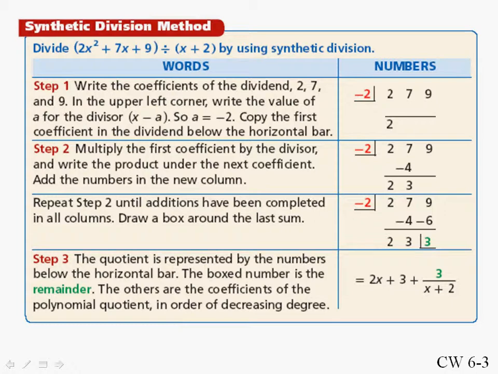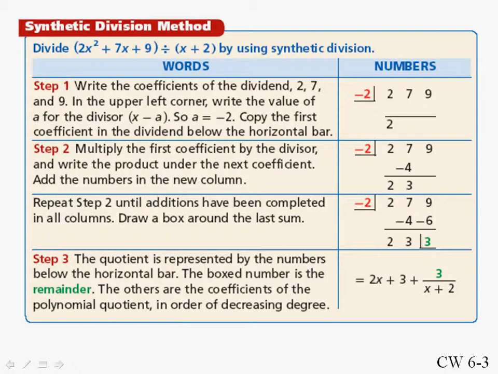Step 2, multiply the first coefficient by the divisor and write the product under the next coefficient. Add the numbers in the new column. -2 times 2 would give you -4. Then 7 minus 4, or 7 plus a -4, is 3. Repeat step 2 until additions have been completed in all columns. Draw a box around the last sum.